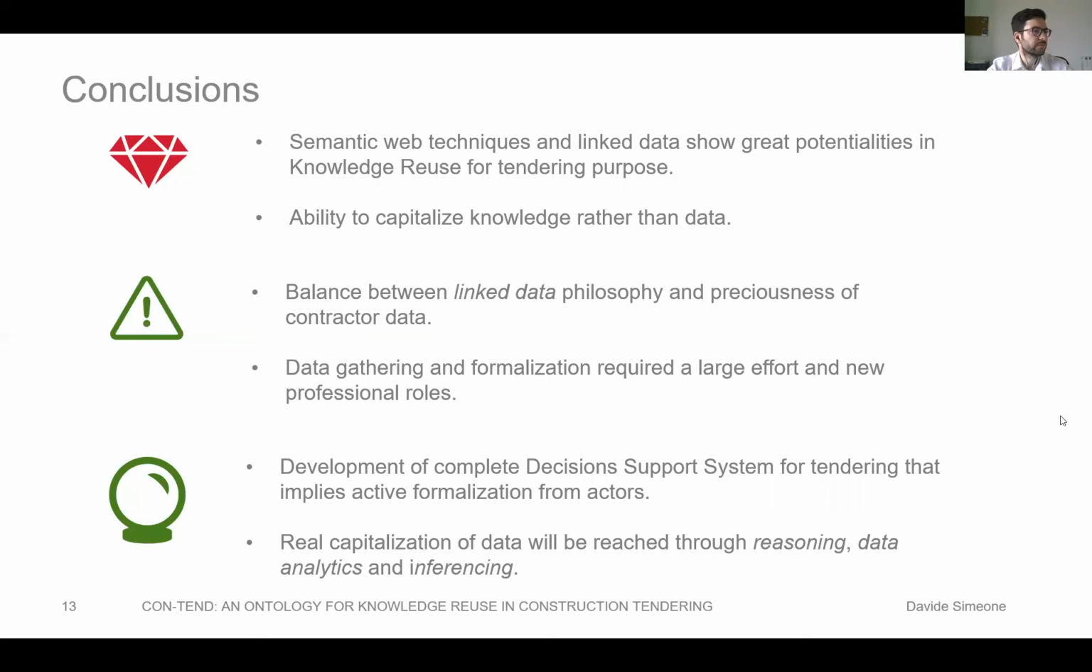To conclude, let's say that linked data and semantic web technologies show great potential in knowledge reuse, especially in the ability to capitalize knowledge rather than data. There is this problem of balancing the linked data, let's say, democratic philosophy and the preciousness of the general contractor's data and information. And for future developments, at the moment we are still in the process of developing this ontology. But in our idea, we should focus also on how to automatically collect this knowledge through the process and to make it reusable, for instance, through a design support system.